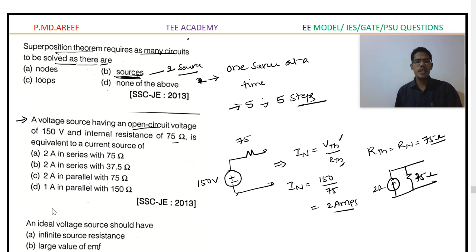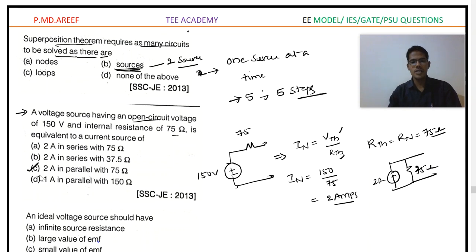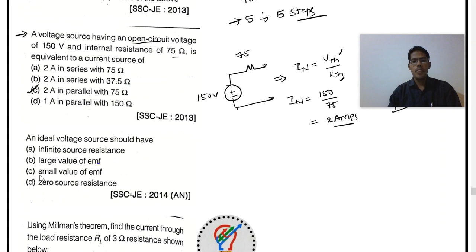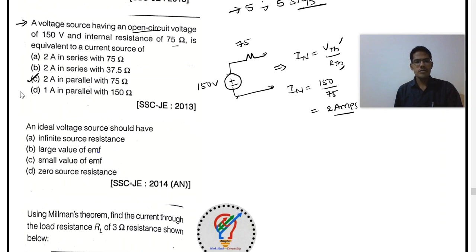So the answer will be 2 amperes in parallel with 75 ohms is the right answer. Okay, next one more question here. In this topic we are going to cover all the important questions for the SSC JE examination and especially for the digital assistant examinations of Gramavat Sachivalayam.